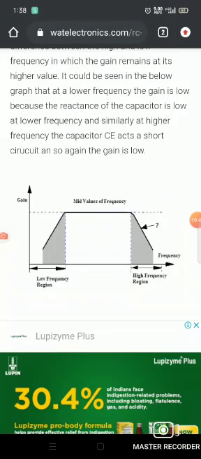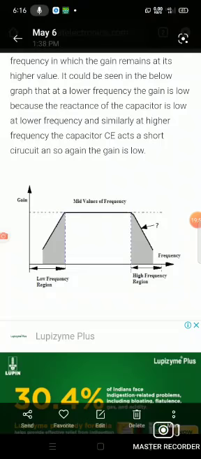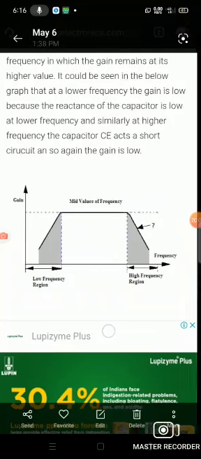the higher frequency region. At the lower frequency region, where the minus 3 dB reduction of the maximum value is there, that is the lower cutoff frequency, and at the higher frequency region, where the minus 3 dB value of the maximum gain is there, that is the higher cutoff frequency. The difference between these two frequencies is the bandwidth.